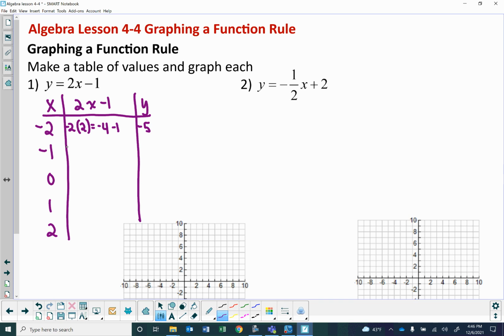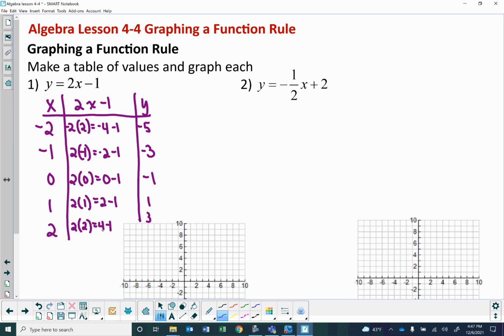Then if x is -1, I should do it this way, 2 times -1, which is -2, minus 1, which is -3. When x is 0, 2 times 0, which is equal to 0, minus 1 is -1. When x is 1, 2 times 1, which is 2, minus 1 is 1. And last but not least, 2 times 2, which is 4, minus 1, which is 3.